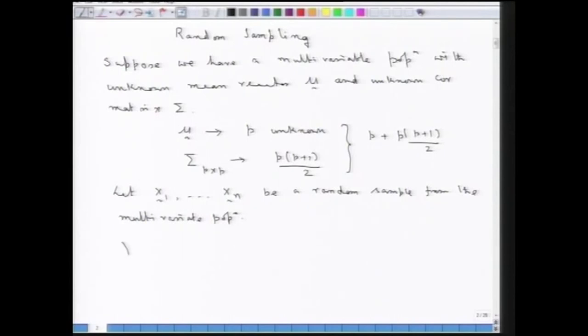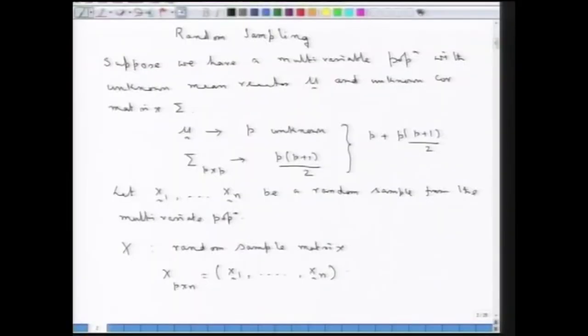Now, let us denote by capital X the random sample matrix, which is a p by n matrix comprising the following vectors: x 1 vector, which is the first random sample, up to x n vector, which is the nth random sample. So, we have this p by n random matrix, which holds the entire random sample of size n. Alternatively, this can be written as y 1 prime, y 2 prime, up to y p prime, where these quantities have the following interpretation.